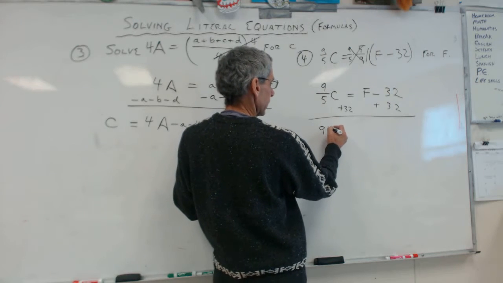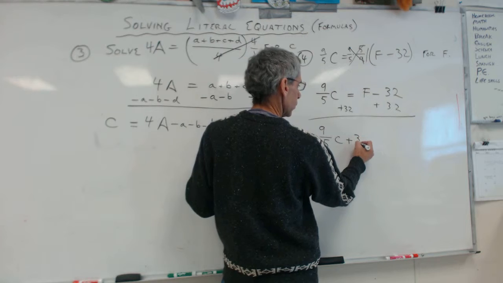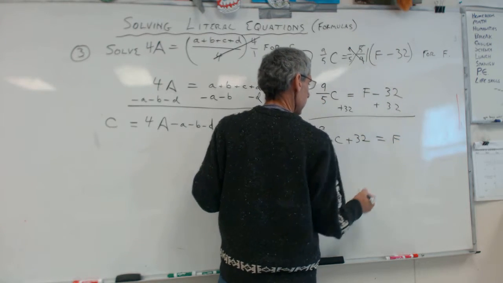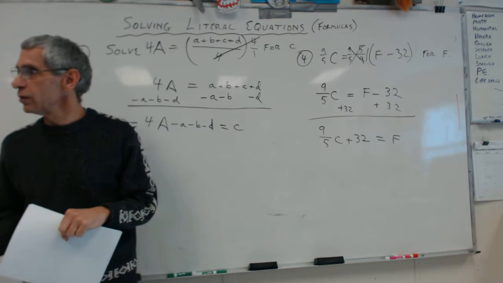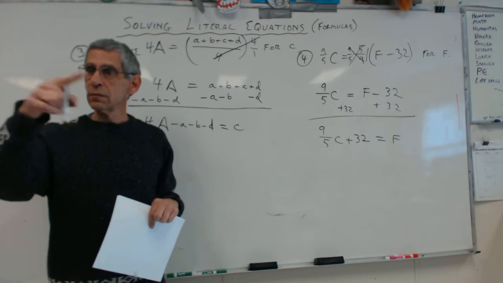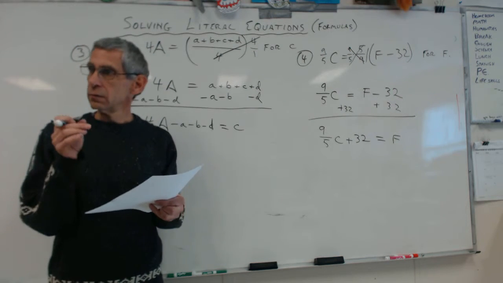And so now my final answer is 9/5 C plus 32 is equal to F. I'm done. You with me? Did you write all this down? I want to see it. Bring it up. I want to see your notes.